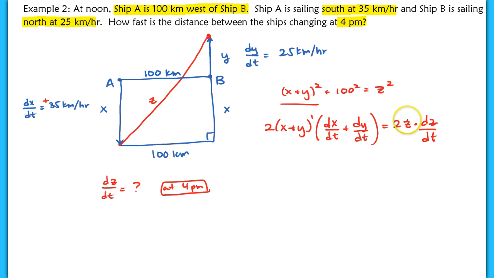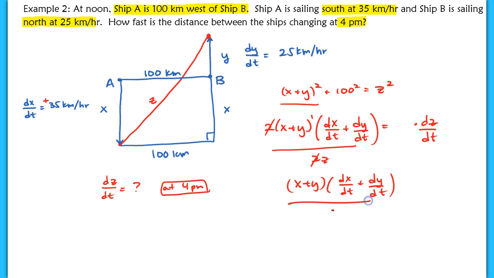So if we were to divide out 2z here, let's just do it like this because I'm a little lazy. These 2's will cancel, so we're left with (x plus y) times (dx/dt plus dy/dt) all over z, okay, equals dz/dt. Now all we have left is to substitute in our known values. At this point we're missing quite a bit of information because all we really know are the values for dx/dt and dy/dt. We still need to find x, y, and z.